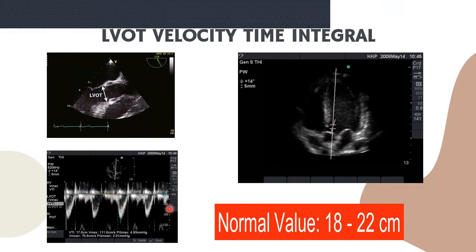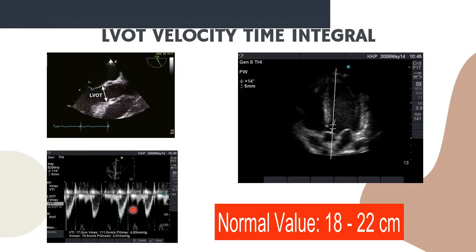Once we get this tracing, you want to trace out the whole thing, up to down, and this will give you the measurement of the VTI. A normal value is 18 to 22 centimeters. But there's some literature that says the normal value is 14 to 24 centimeters. Most of them say it's 18 to 22 centimeters.